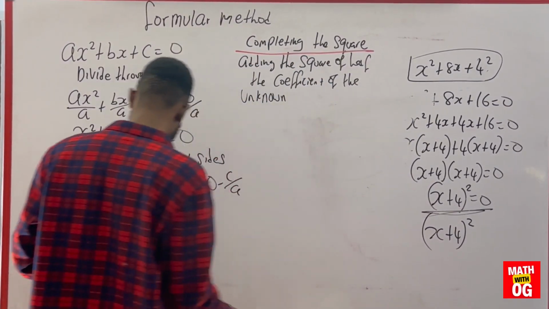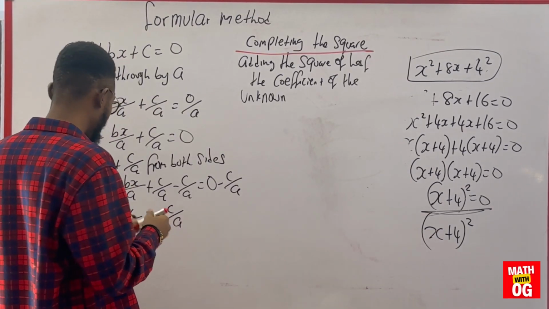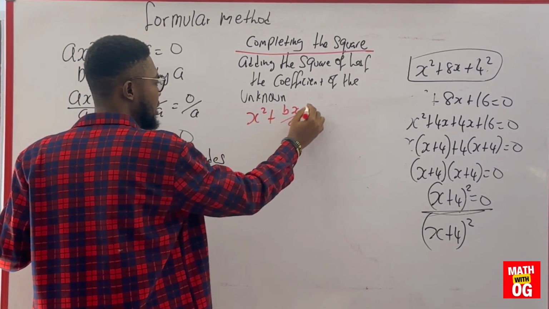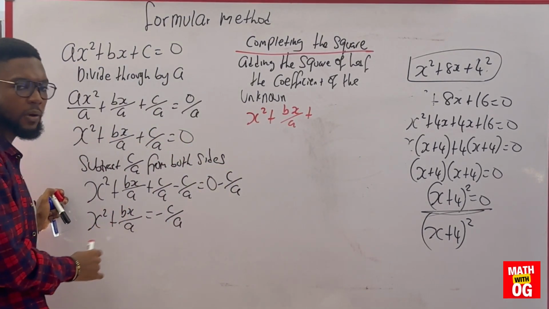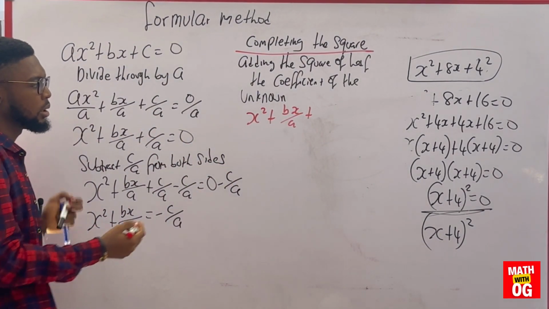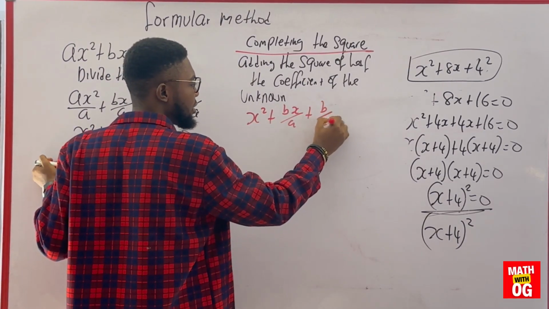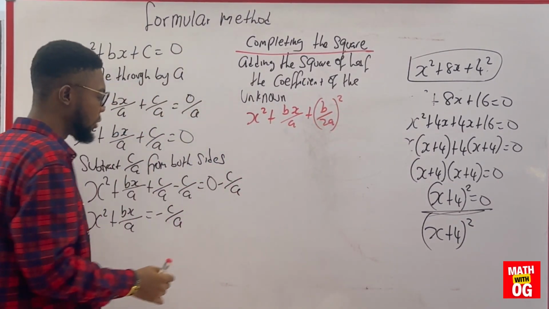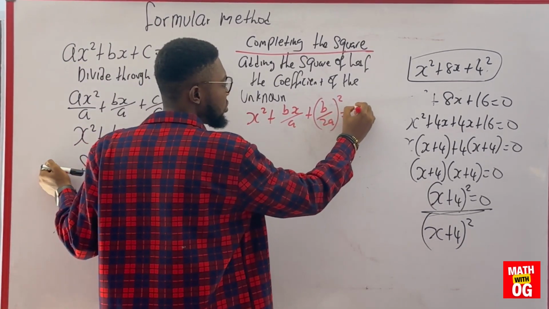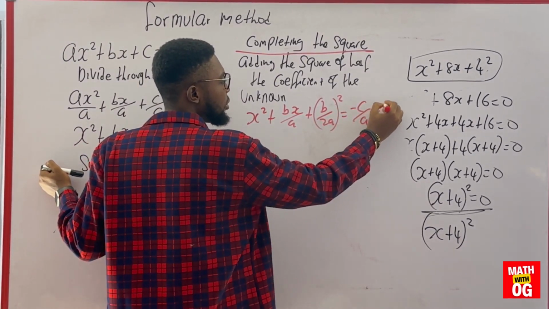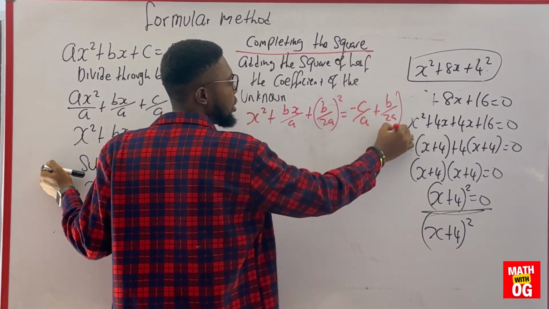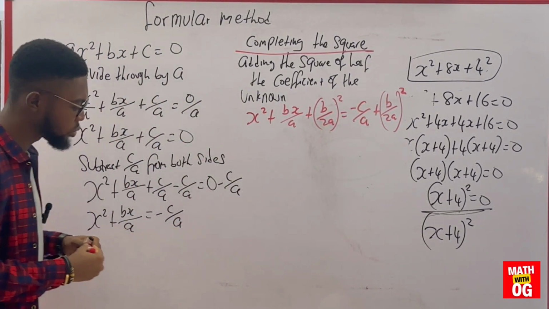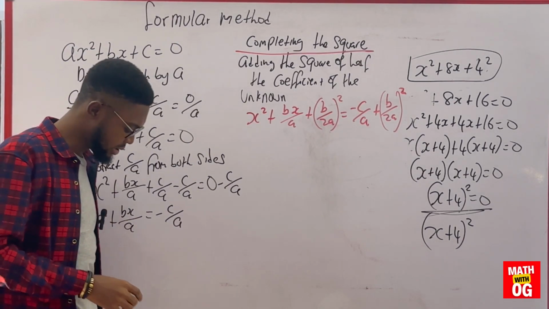So still solving, this will give us x squared plus bx over a plus half of b over a, which is b over 2a, so this will be b over 2a raised to the power of 2. So this is the square of half the coefficient of x, equal to negative c over a plus b over 2a all squared, because whatever you add to the left hand side, you must also add to the right hand side.